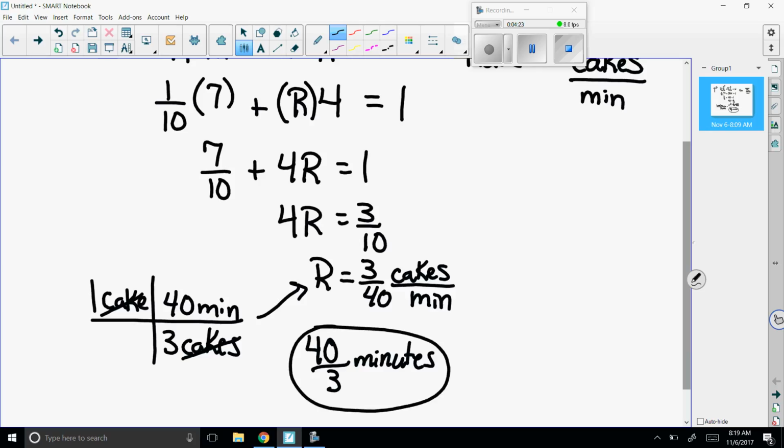So I bet a lot of you had 3 over 40. But the reason that's incorrect is because they're asking for the time. Anybody else have that?